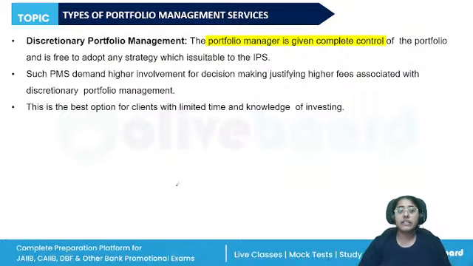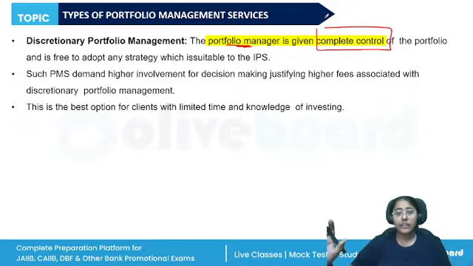Then we have discretionary. Discretionary means the portfolio manager is given the complete control. The client will give the portfolio to the manager and say you can do whatever you want, right? The portfolio manager is free to adopt any strategy. This obviously demands higher involvement, also higher fees. And the best option is for those who have limited time and knowledge of investing.